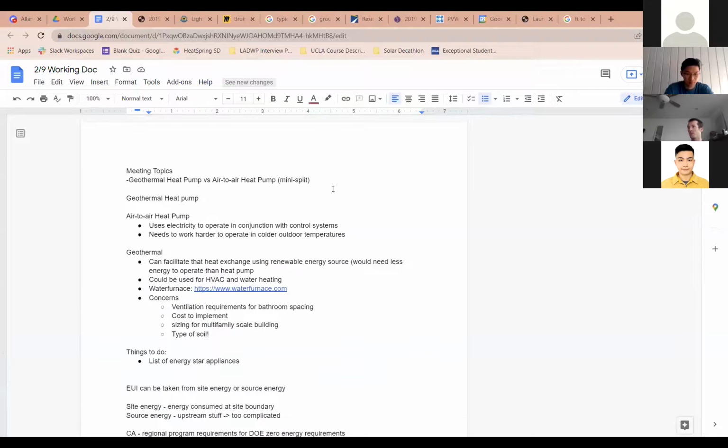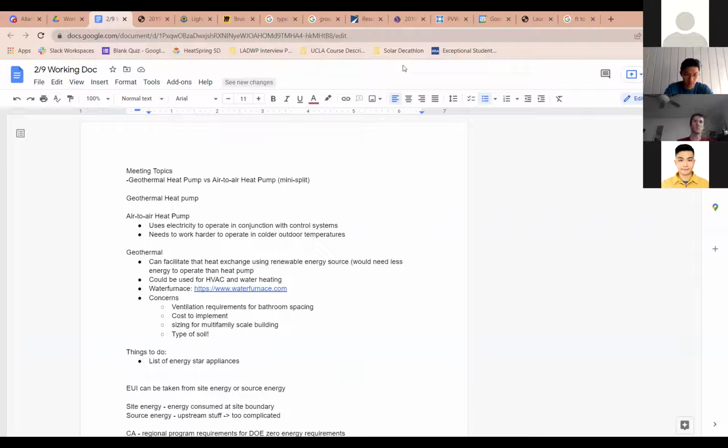So from engineering B, we've been working pretty extensively on figuring out what codes and what requirements we're actually supposed to follow being in California. It was a little bit of a wild goose chase, but we've kind of narrowed it down. Okay, so first, talking about the geothermal a little bit more.